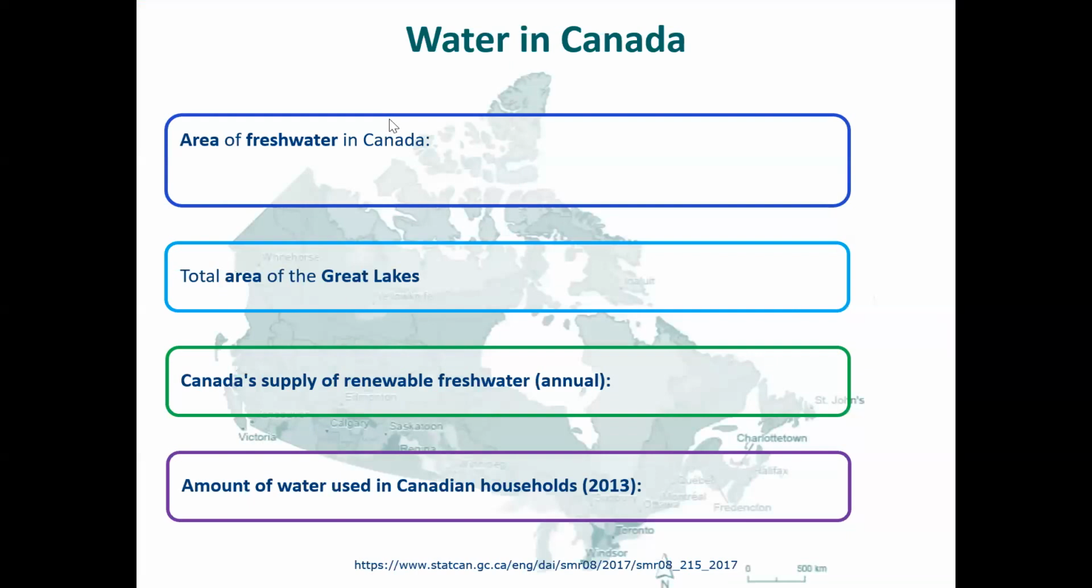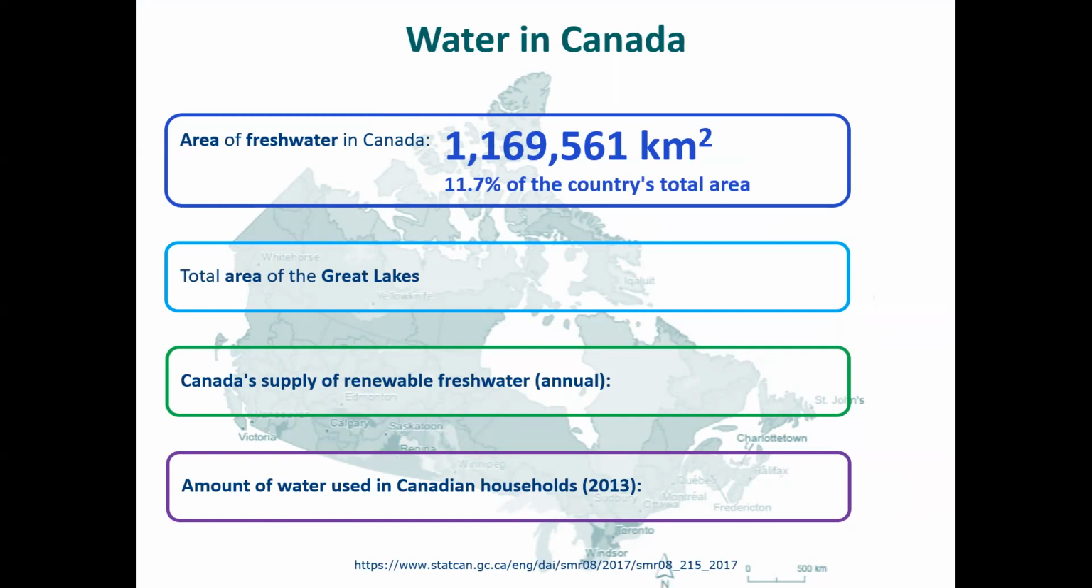Here are some numbers for water in Canada. The amount of fresh water is huge: 1.2 million square kilometers. That's more than 10% of our actual country. That's just incredible. A big part of this, of course, is the Great Lakes, which is 244,000 square kilometers. And in terms of the supply of renewable fresh water, it's about 3.5 square kilometers. So this is a massive amount of water. Hopefully that's obvious. I can't even conceive of a square kilometer, never mind how much water that is.